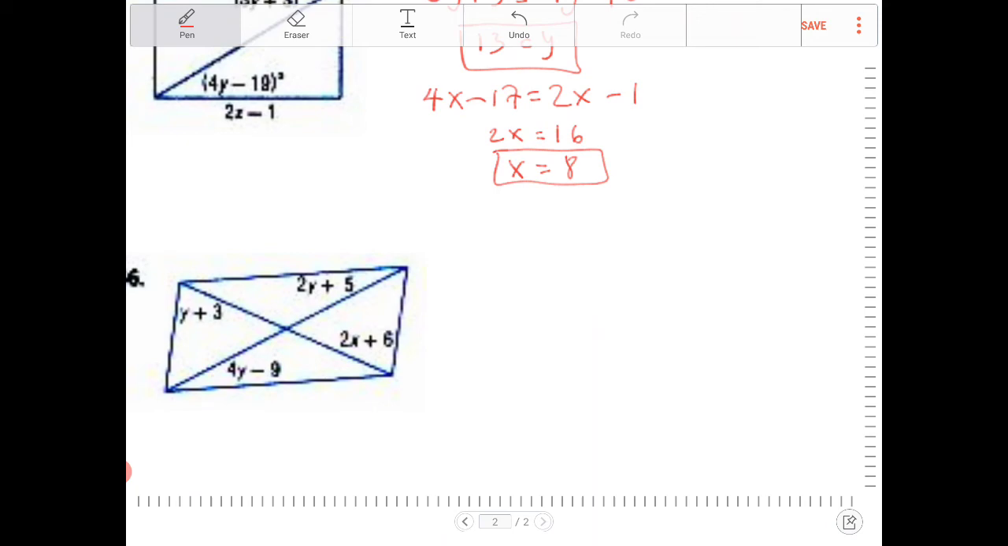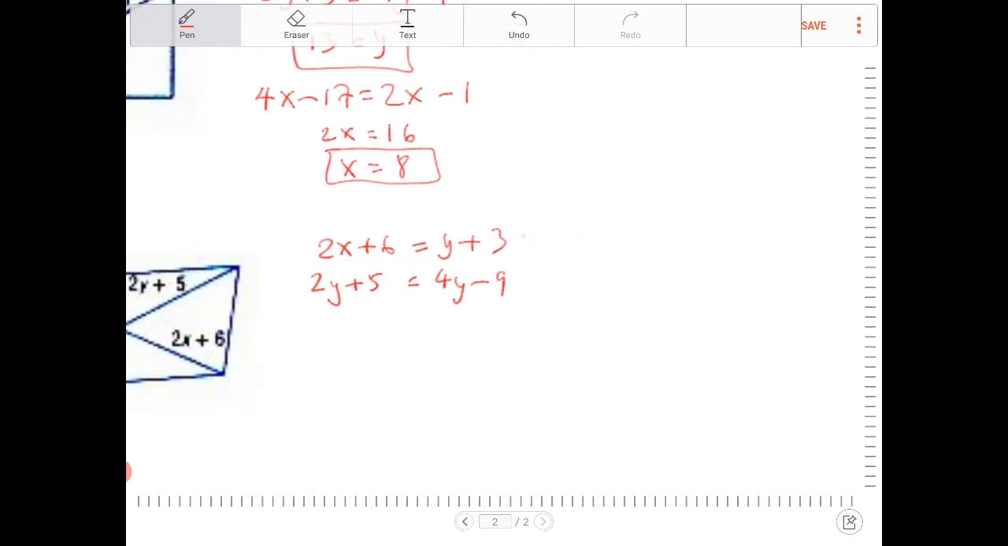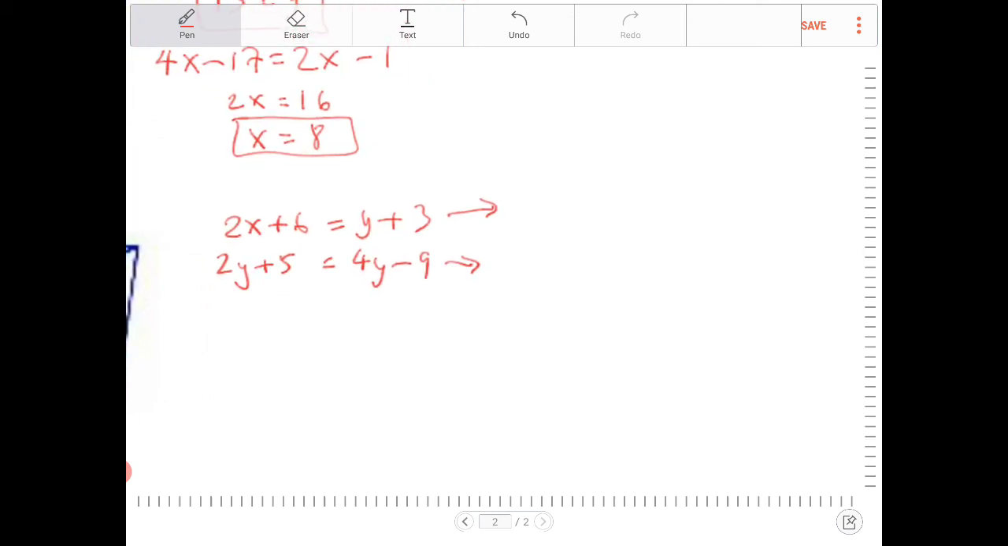Alternate interior angles should be the same. So 2x plus 6 is equal to y plus 3. 2y plus 5 is equal to 4y minus 9. And this becomes a system of equations, which I screwed up royally two videos ago. I don't know why I had a brain freeze there, but I'm going to try to do a better job here. So I'm going to bring all the variables over to one side. 2x minus y is equal to negative 3.